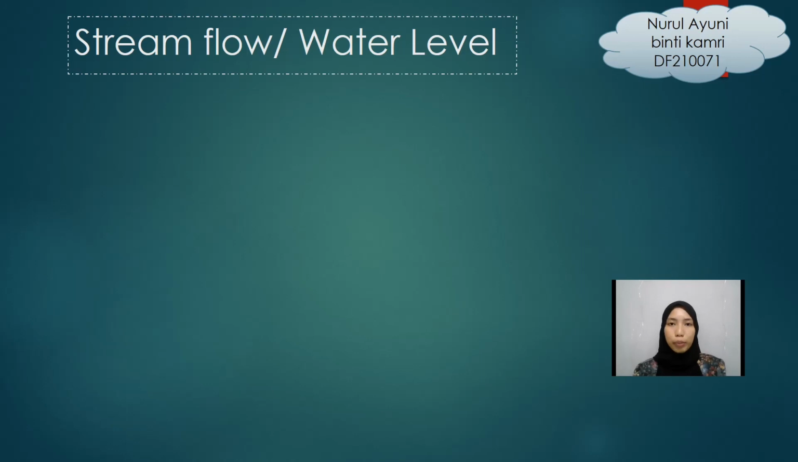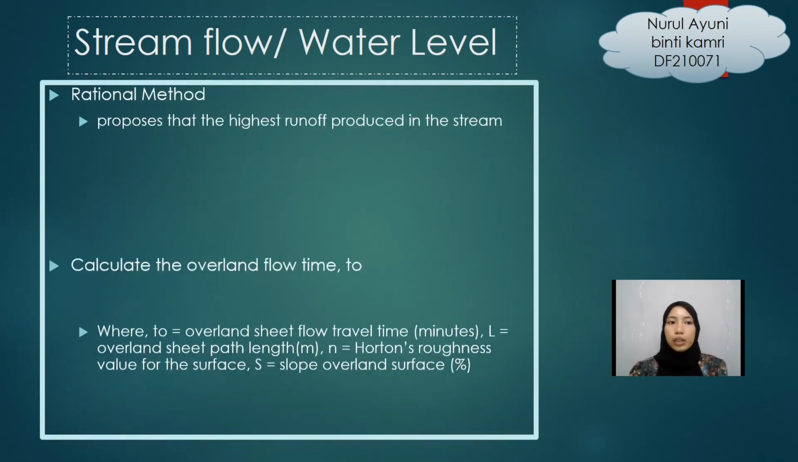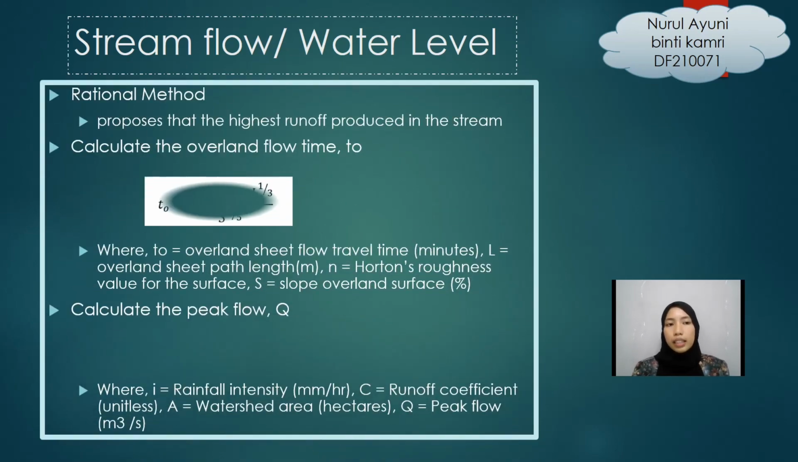Next, I want to explain about stream flow or water level. In stream flow or water level, I have 3 steps. Firstly is use the rational method. This method is for the purpose of finding the highest runoff produced in the stream. Second is to calculate the overland flow time, TO.